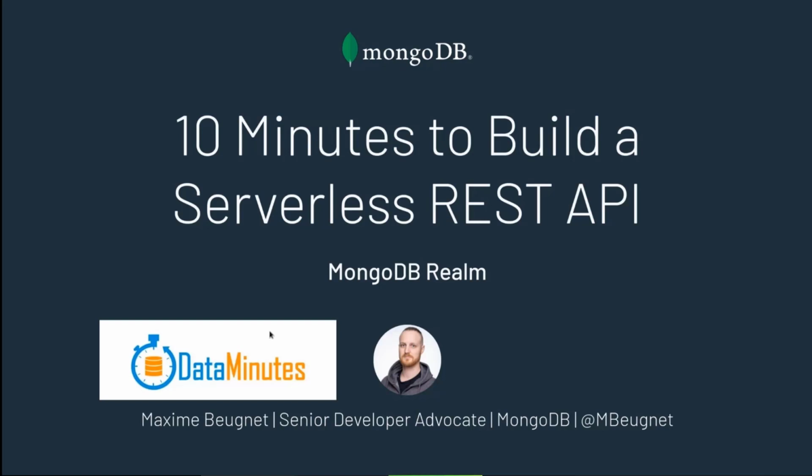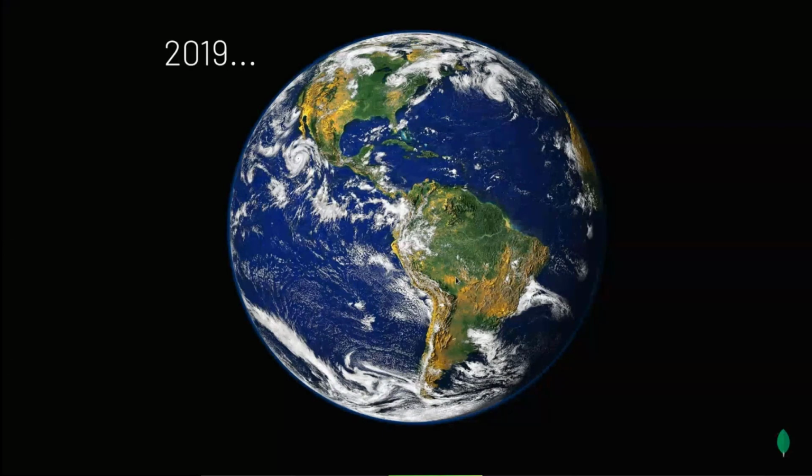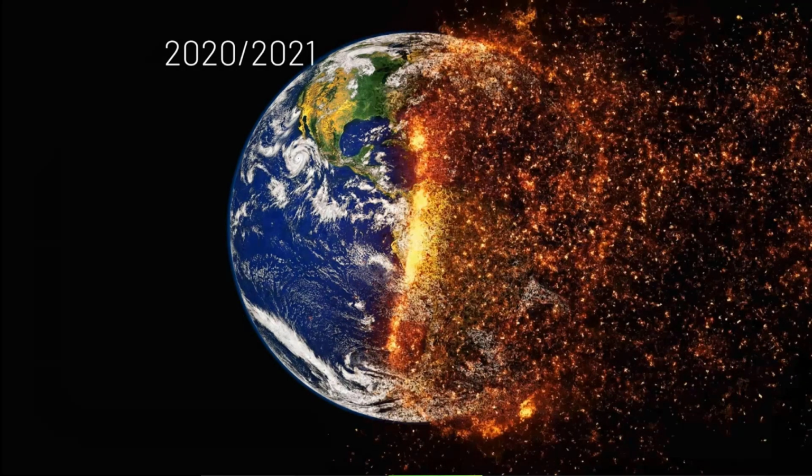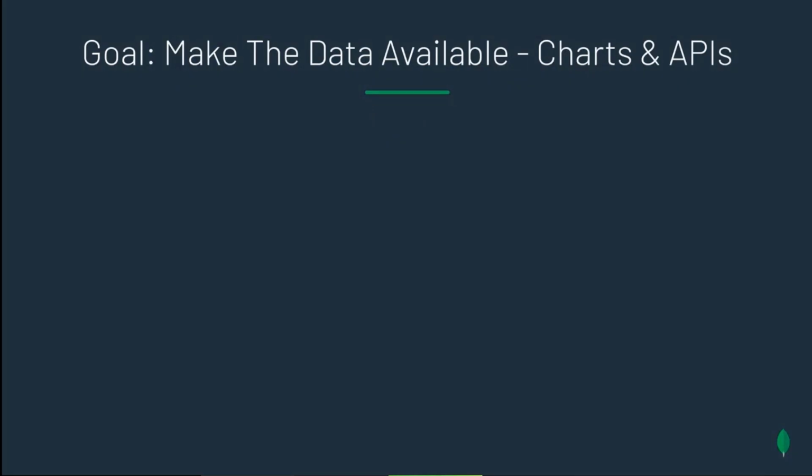So as everybody knows, 2019, everybody was fine. The world was good. And then I think I don't need to explain to everybody what happened for the past year and a half now. So we had COVID, and I wanted to take this occasion to share all the data sets and all the data we could find about the COVID pandemic, right? So I wanted to build some charts to make the data available, and of course build some APIs. So REST APIs and also GraphQL APIs, but that's for another demo.